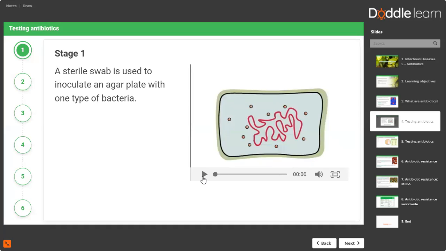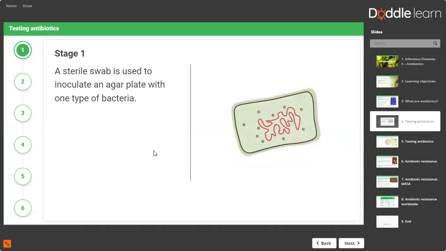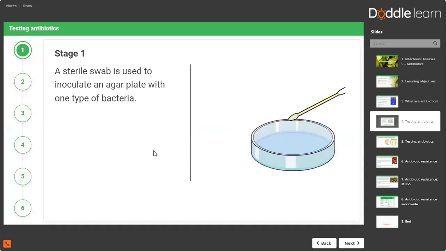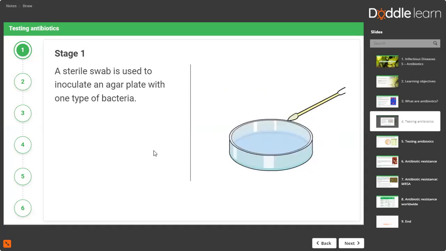So this would be one specific type of bacteria. We take a sterile swab of that bacteria, and then we inoculate the agar plate with that type of bacteria. That agar plate has a growth medium on it, which allows the bacteria to grow and live and form a bacterial colony on it.